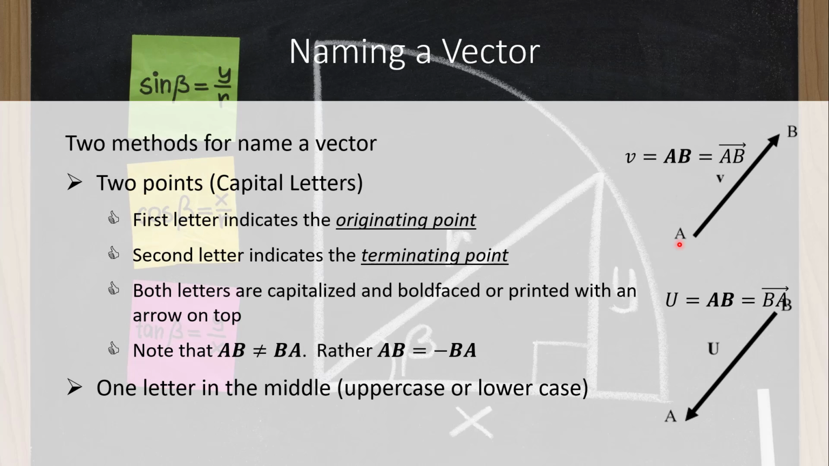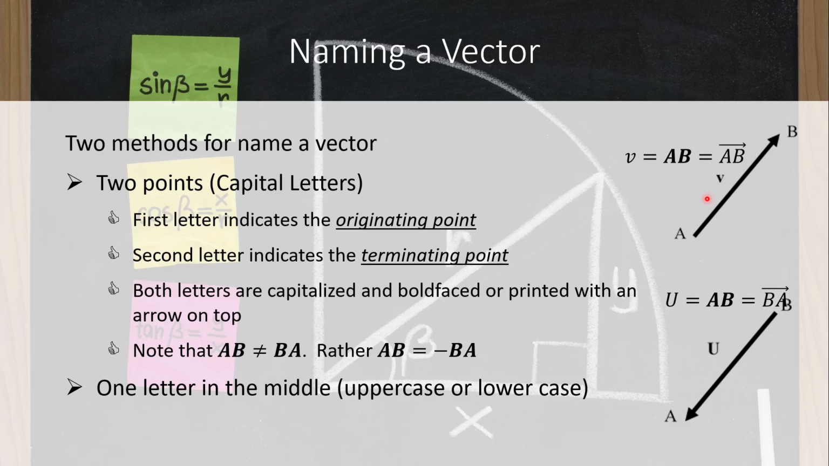Okay, now how do we name a vector? Well, essentially there are possibly three ways. The first way is to use two capital letters. The first capital letter indicates the beginning of the vector or its originating point, and the second capital letter indicates its terminating point. So here is the vector AB. It starts at A and it goes to B. Here is the vector BA. It starts at B and it goes to A. And as you can see, they have the exact same magnitude, but the direction is completely different.